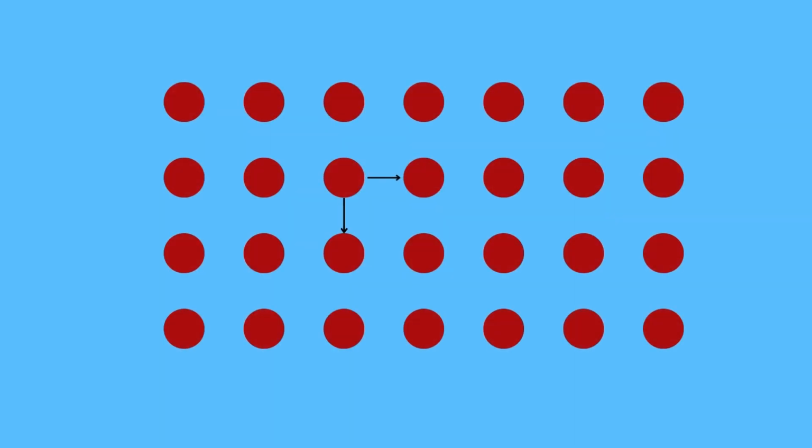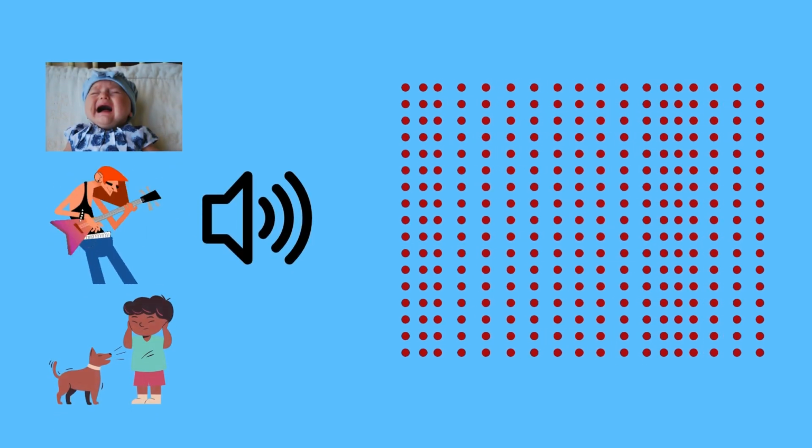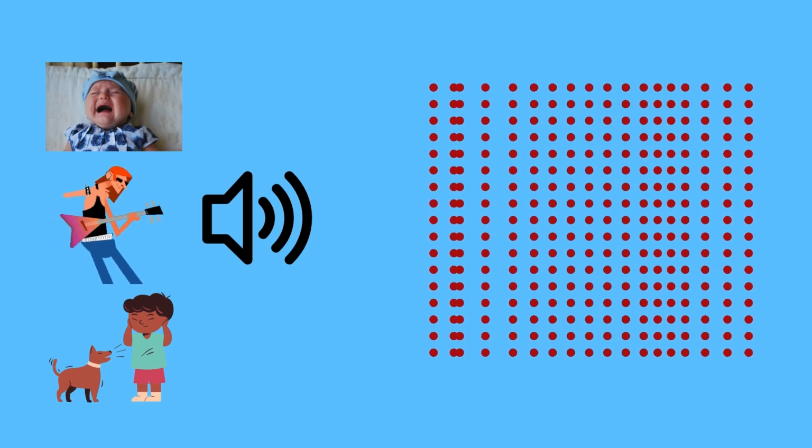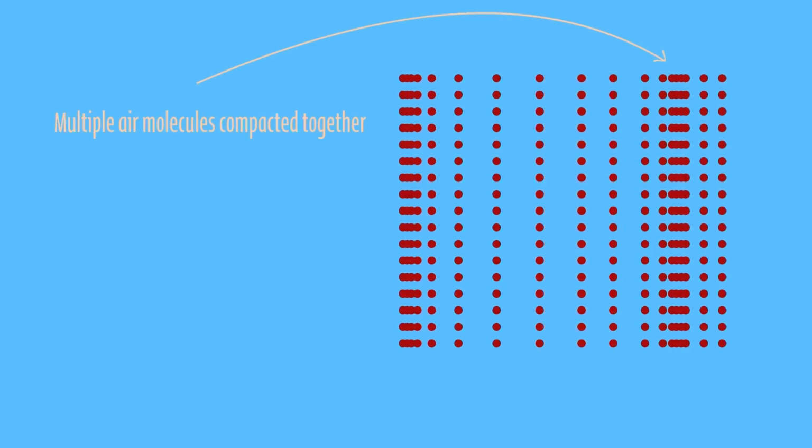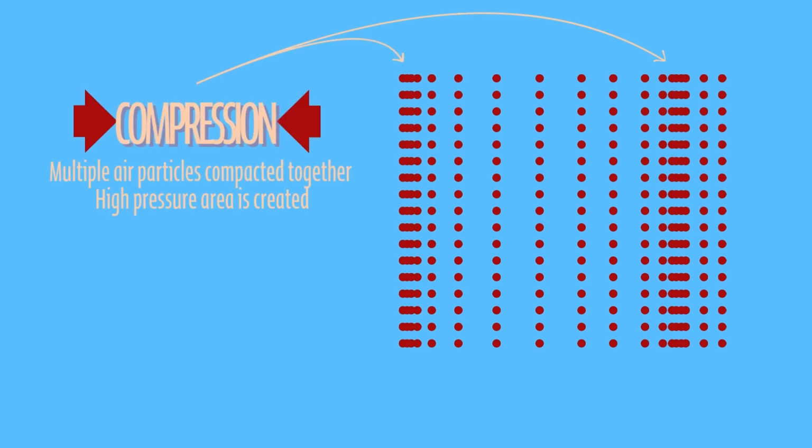Oscillation has two key phases, compression and rarefaction. Air particles are normally spread out pretty evenly, but when sound engages with the air particles, they are momentarily forced into a much tighter space within their atmosphere. Packing a multitude of air particles together this way creates a high pressure area. This is what we call compression.